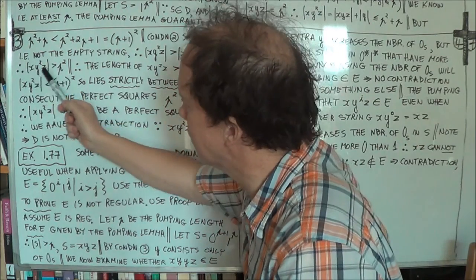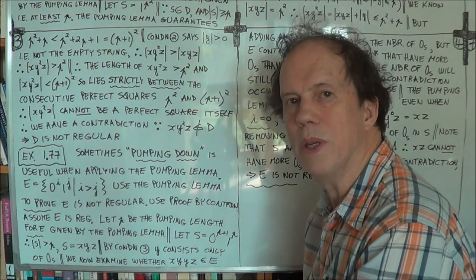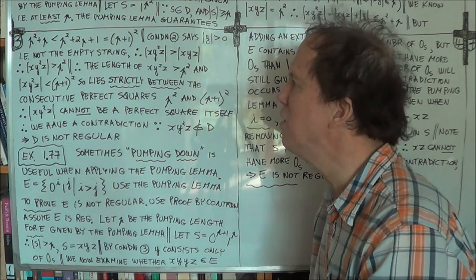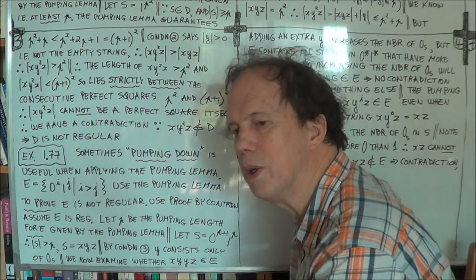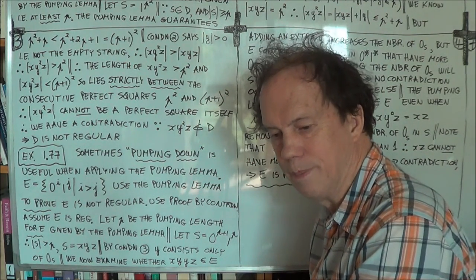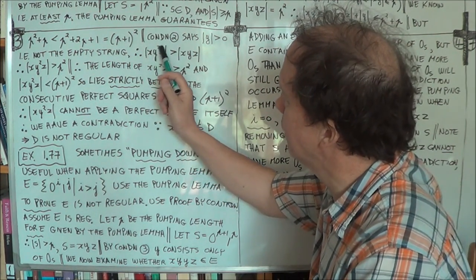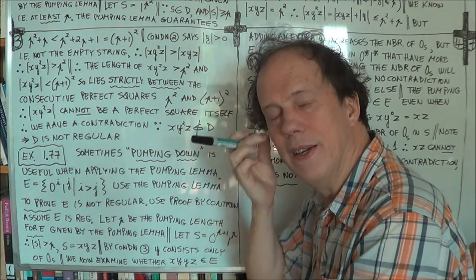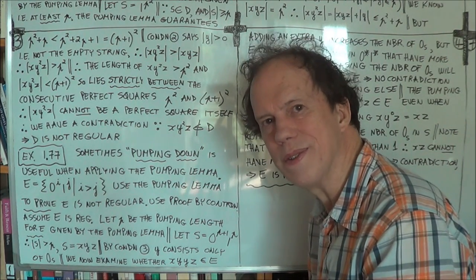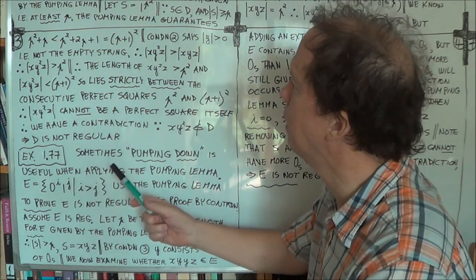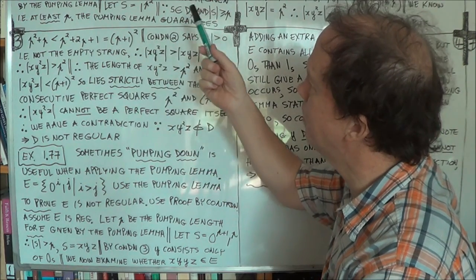Okay? So the size of this lies strictly between two perfect squares. In other words, the size of this is not a perfect square. And since we're talking about a unary language, that means that xy squared z is not a perfect square. It doesn't have a perfect square number of ones in it. Okay, and therefore we've found a string, 1 to the p squared.